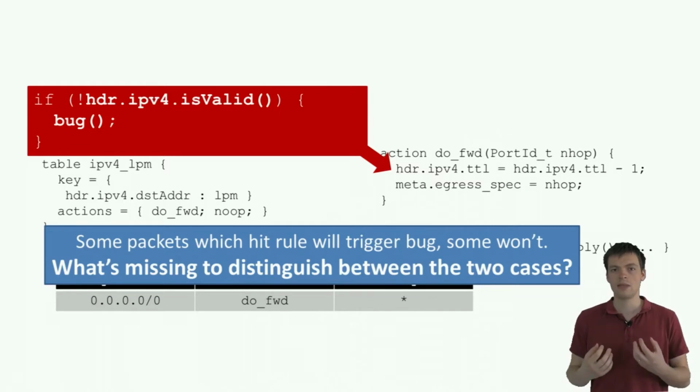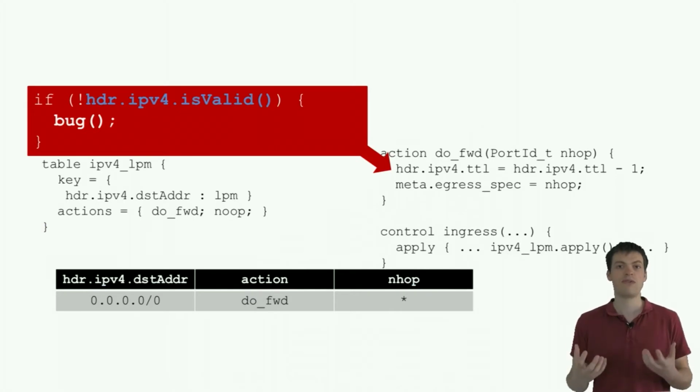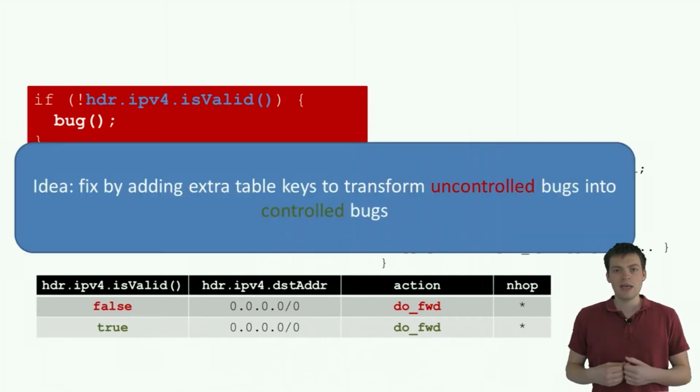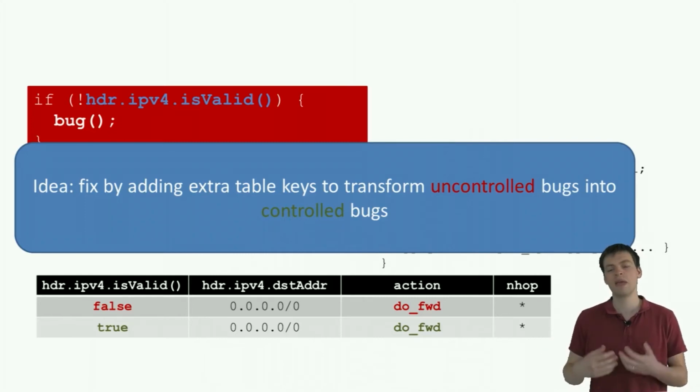So what's missing to rule out this non-determinism? Well, actually, it's the IPv4 validity bit. Let's add it to the set of keys in table IPv4 LPM. Here's what the table entries look like. The rule in red, however, is buggy, and for all packets which hit it, they will trigger an undefined behavior, so no controller should ever add them. But this means that the bug has now become controlled. So, the key idea to handling uncontrolled bugs is to convert them into controlled ones by simply adding the missing keys in the table.